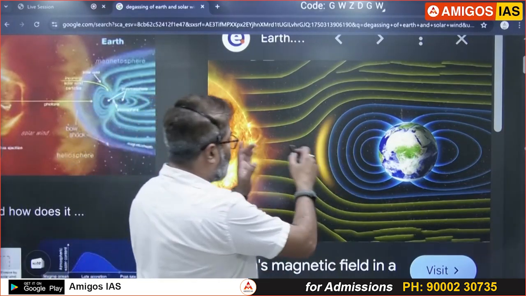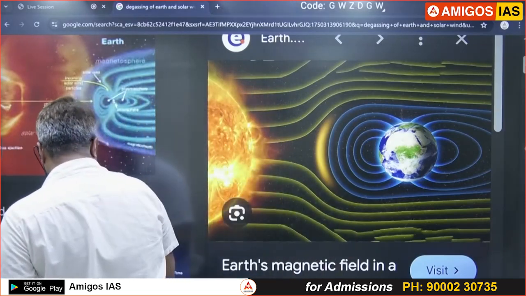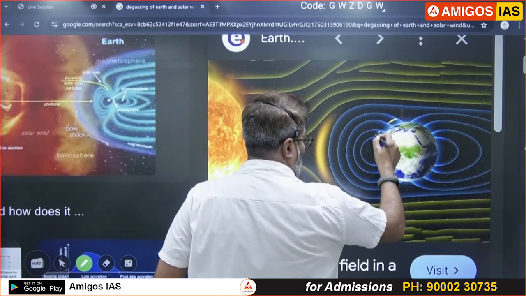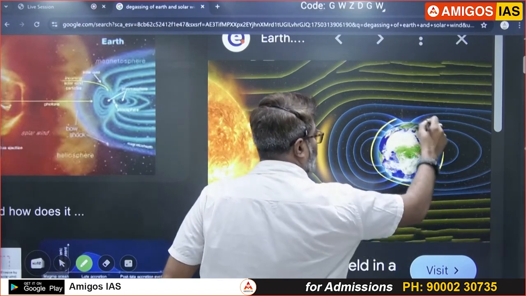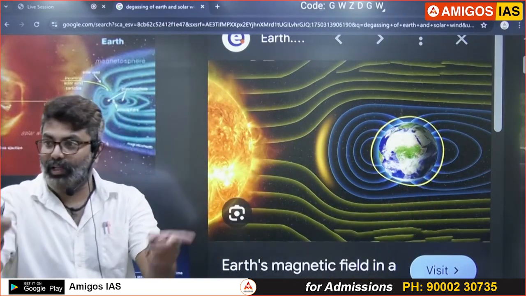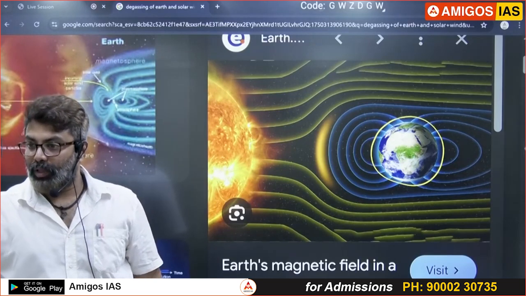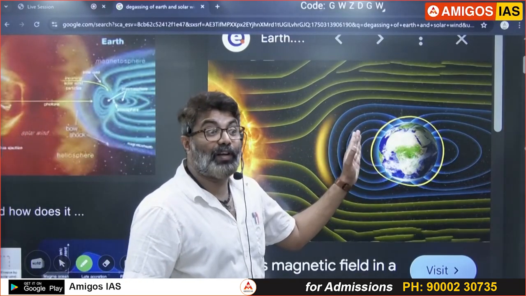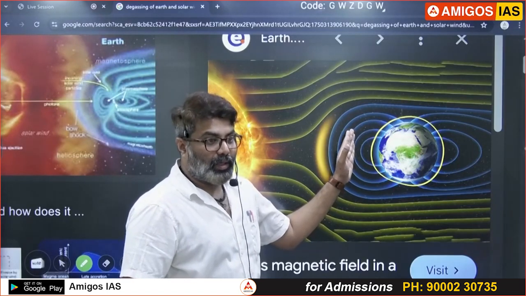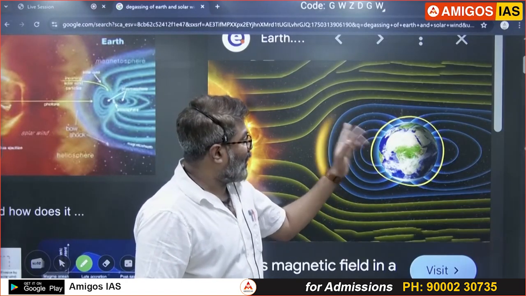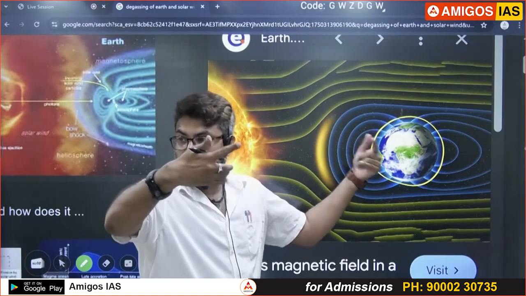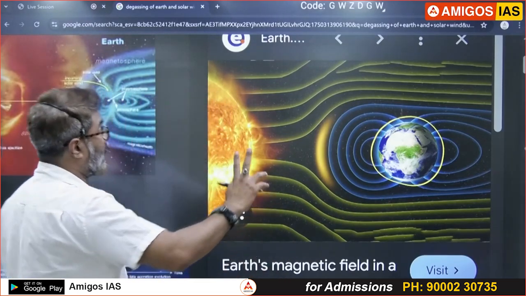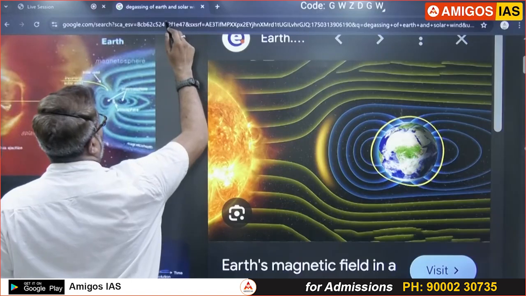Because of this, we have an atmosphere now. This is our atmosphere, the secondary atmosphere. That yellow circle is our atmosphere. So this entire atmosphere and earth is protected by the magnetic field of the earth. Without the magnetic field, even our secondary atmosphere would go. So remember this. I'll show you the other part also.